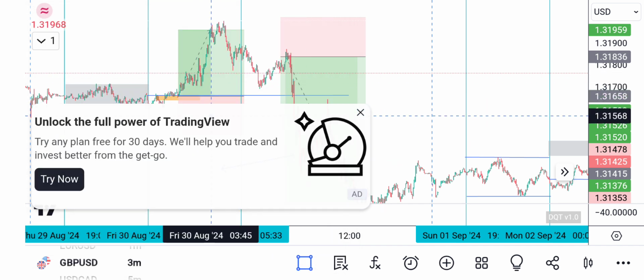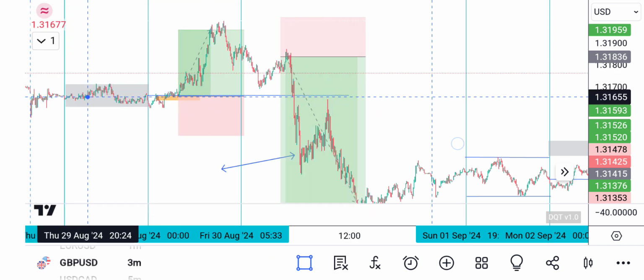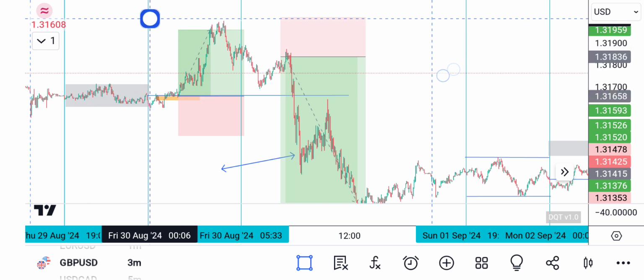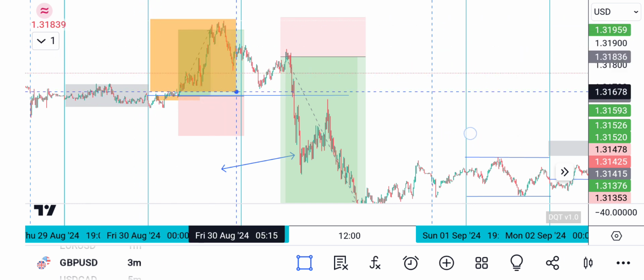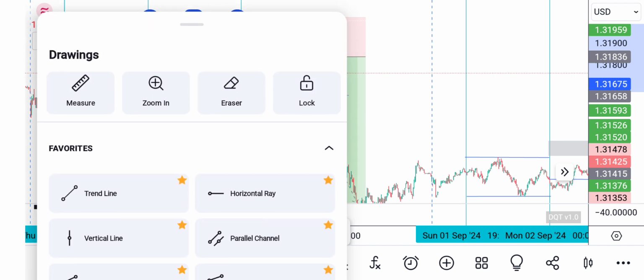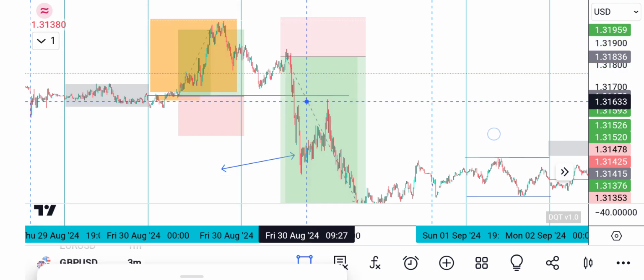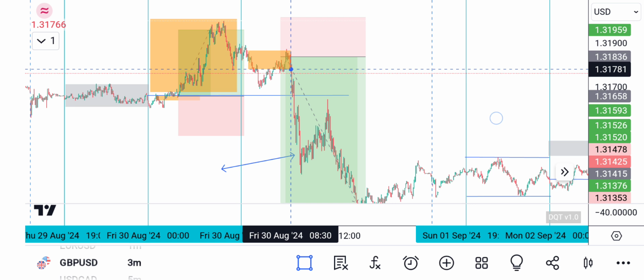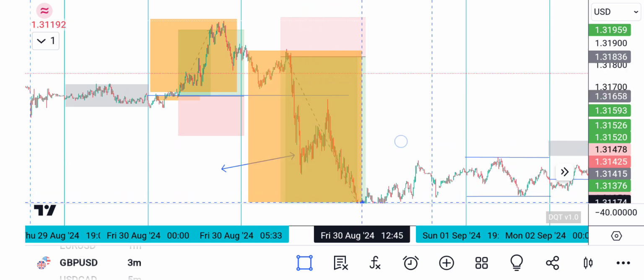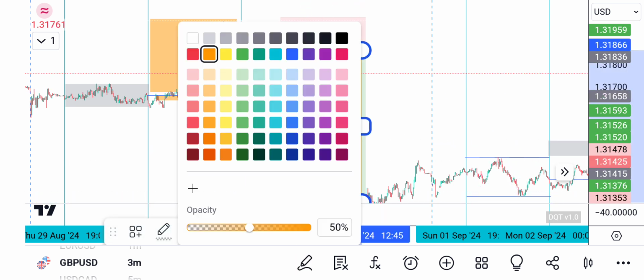accumulation during Asia, manipulation during London, and then what? Distribution during New York. This distribution here is sold off, and you are good to go for the day. Okay, thank you so much.